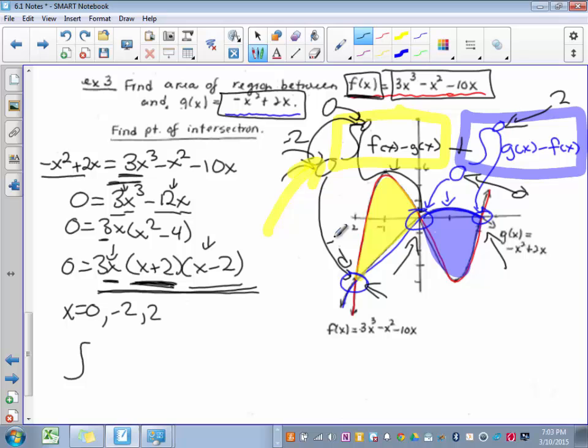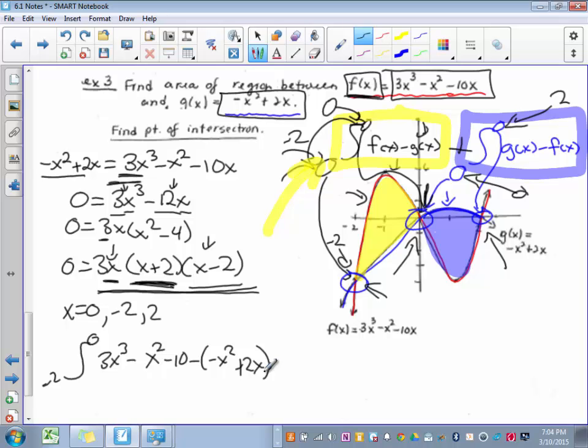This point was negative 2. So from negative 2 to this one value right here, negative 2 to 0 of our f of x function, because f of x is on top. So our f of x function is 3x to the third minus x squared minus 10 minus our g of x function, which is negative x squared plus 2x. So minus our negative x squared plus 2x, okay?